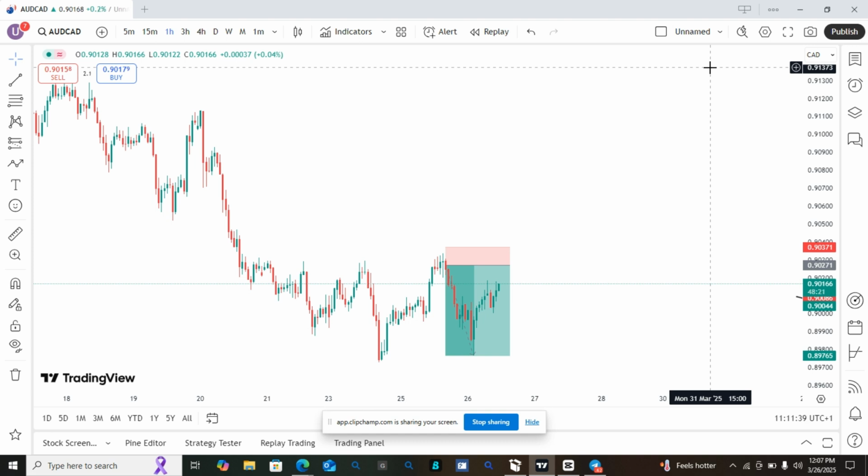But I have a mentorship class where I go further in detail to tell them what to do, how to manage the trade, where to put stop loss, where to put break even, where to take their first TP, and how to take the final TP.